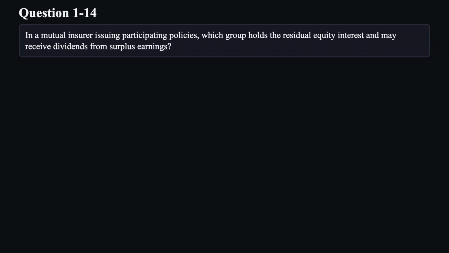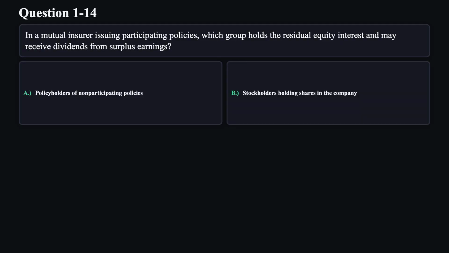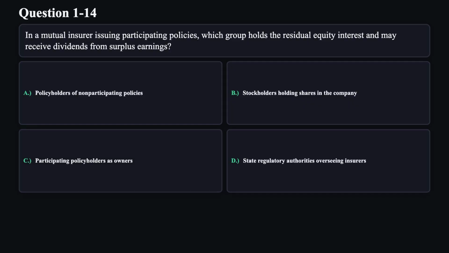Question 14. In a mutual insurer issuing participating policies, which group holds the residual equity interest and may receive dividends from surplus earnings? A. Policyholders of non-participating policies. B. Stockholders holding shares in the company. C. Participating policyholders as owners. D. State regulatory authorities overseeing insurers.